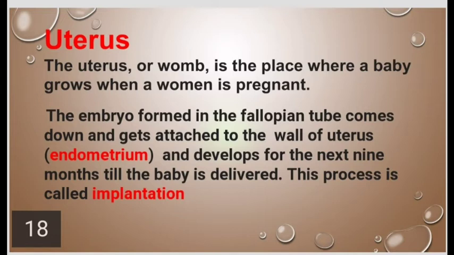Uterus. The uterus or womb is a place where a baby grows when a woman is pregnant. The embryo formed in the fallopian tube comes down and gets attached to the wall of the uterus, that is, the endometrium, and develops for the next 9 months till the baby is delivered. This process is called implantation.